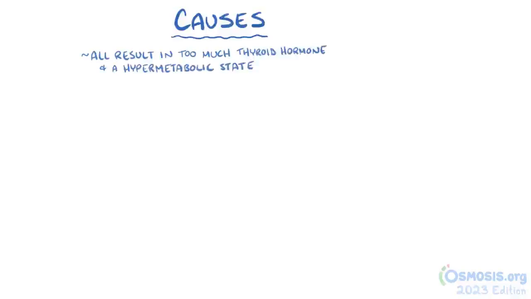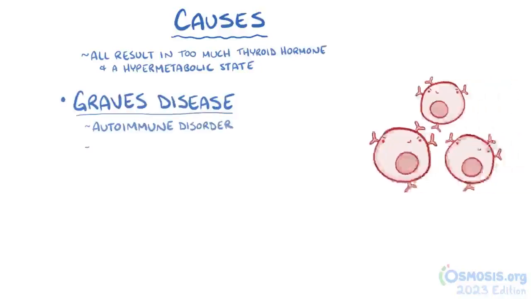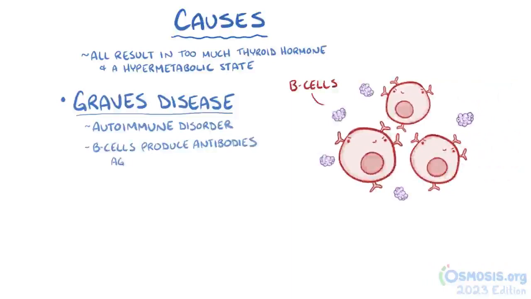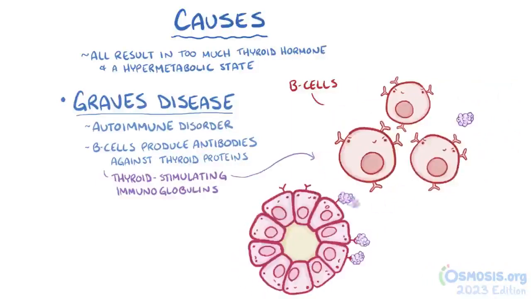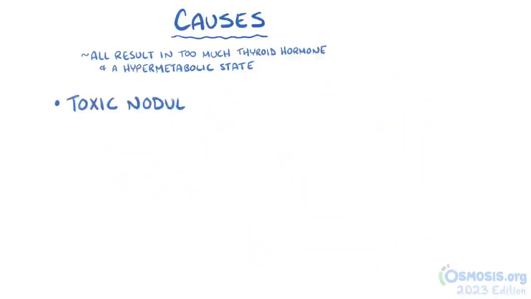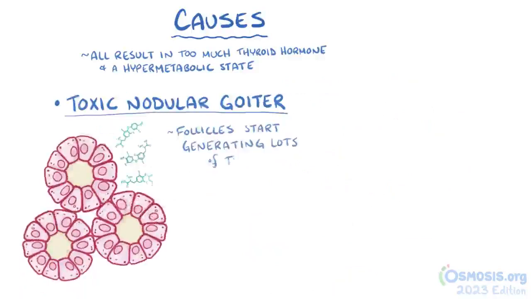The most common primary cause is Graves' disease, an autoimmune disorder where B cells produce antibodies against several thyroid proteins. These autoantibodies include thyroid-stimulating immunoglobulins, which bind to the TSH receptor on the follicular cells and imitate TSH. Another primary cause is toxic nodular goiter, where one or more follicles starts generating lots of thyroid hormone.